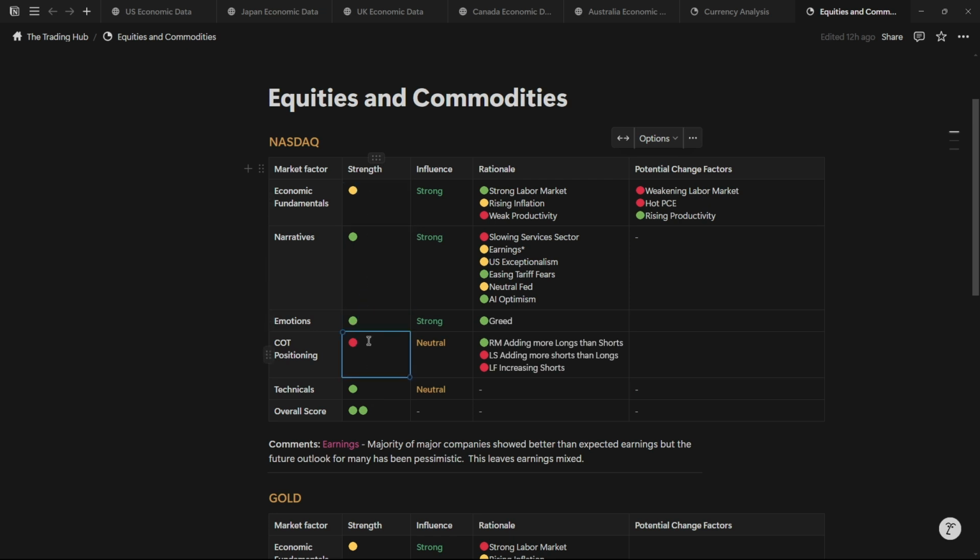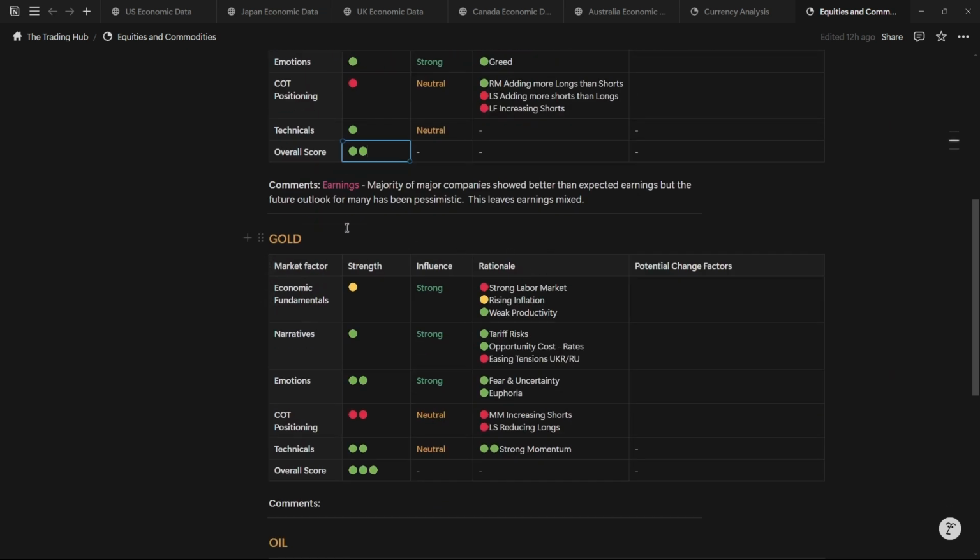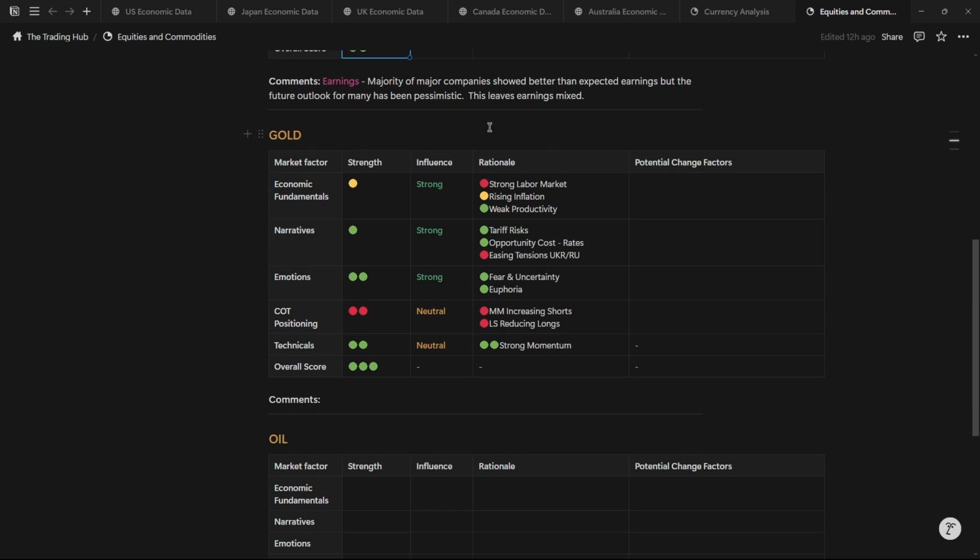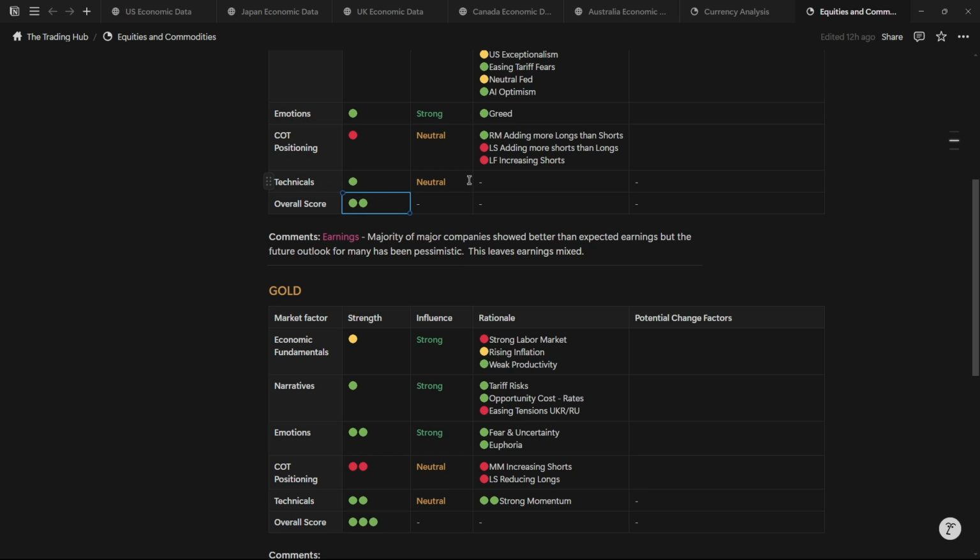COT positioning is overall bearish, and I mean technicals will be bullish because the market is in an uptrend and momentum is driving price. But even though this is giving a score of bullish, I would not want to be bullish on the Nasdaq because of what's driving price. I don't like these factors that are driving price, so I'm not bullish on Nasdaq at the moment. And gold, similar thing. So yeah, this is basically my system and how I formulate a bias for the market.